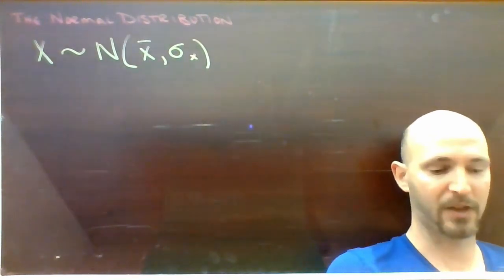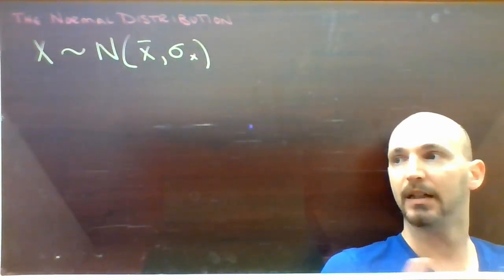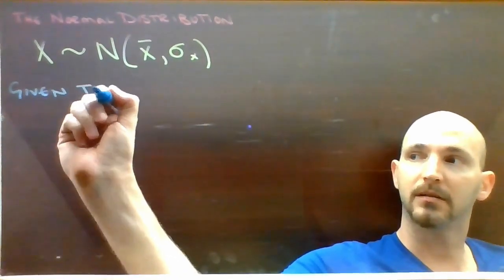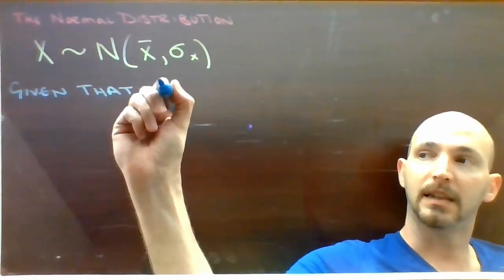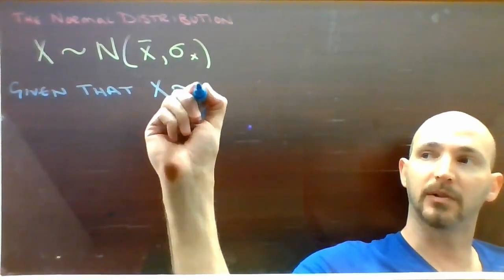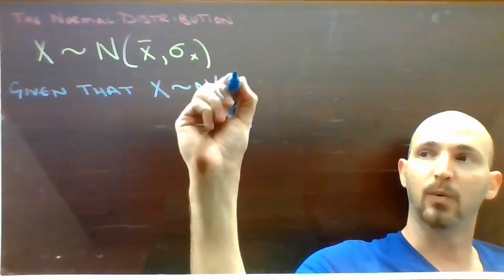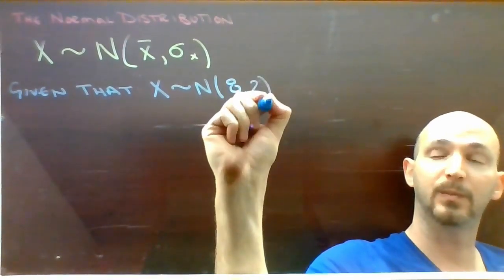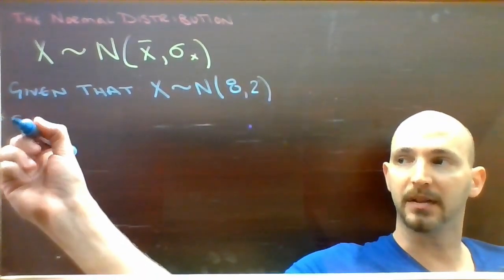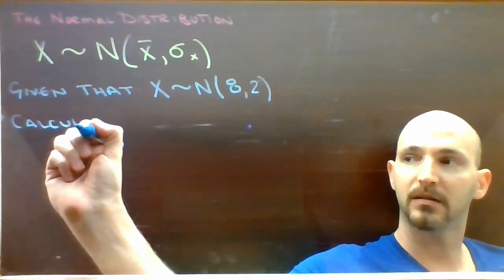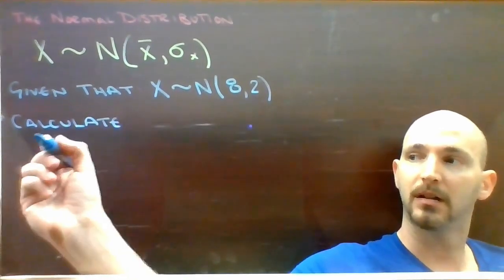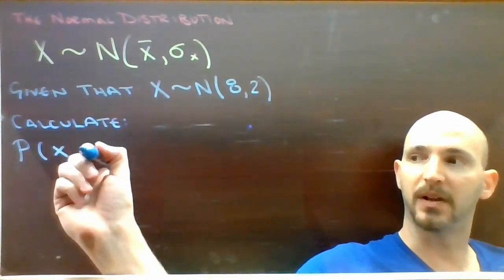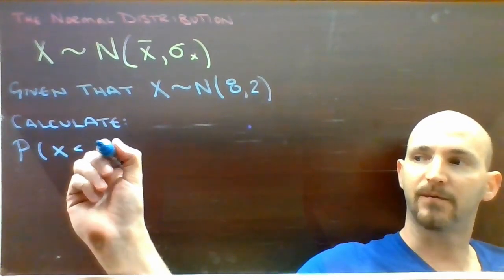So if I were to phrase a question like this for you, given that the data points can be modeled by a normal distribution with an average of 8 and a standard deviation of 2, calculate the probability of any particular data point being less than 5.